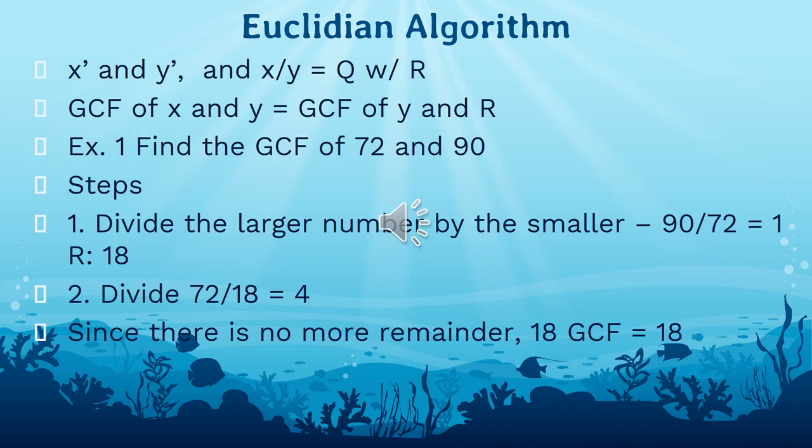Now to illustrate this, we have an example. So we need to find the GCF of 90 and 72. First we divide 90 by 72. We get a quotient of 1 and a remainder of 18. Next we divide 72 by 18, and this gives us a quotient of 4. Now there's no more remainder at this point, so we stop and we look at the final divisor, and that is 18. Therefore the GCF of 90 and 72 is 18.